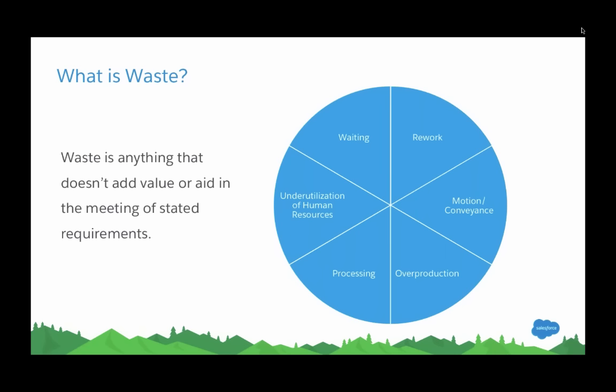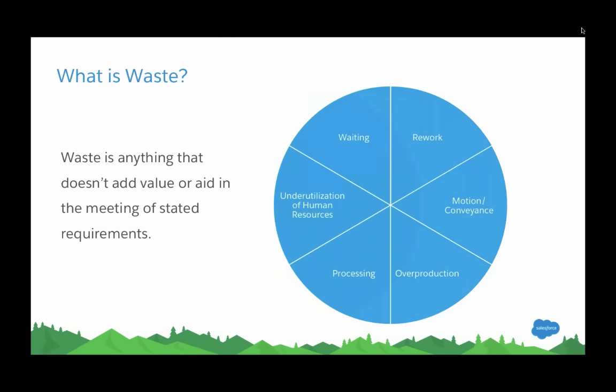So I want you to be questioners. I want you to look at things objectively and say, does this really qualify as vetted, and do I accept that these are requirements as they are, based on the criteria that we covered already? So today, moving forward, we're going to see how 6 generally accepted forms of waste can keep processes from becoming solutions. So what is waste? Waste, like I said, is anything that doesn't add value or aid in the meeting of stated requirements.